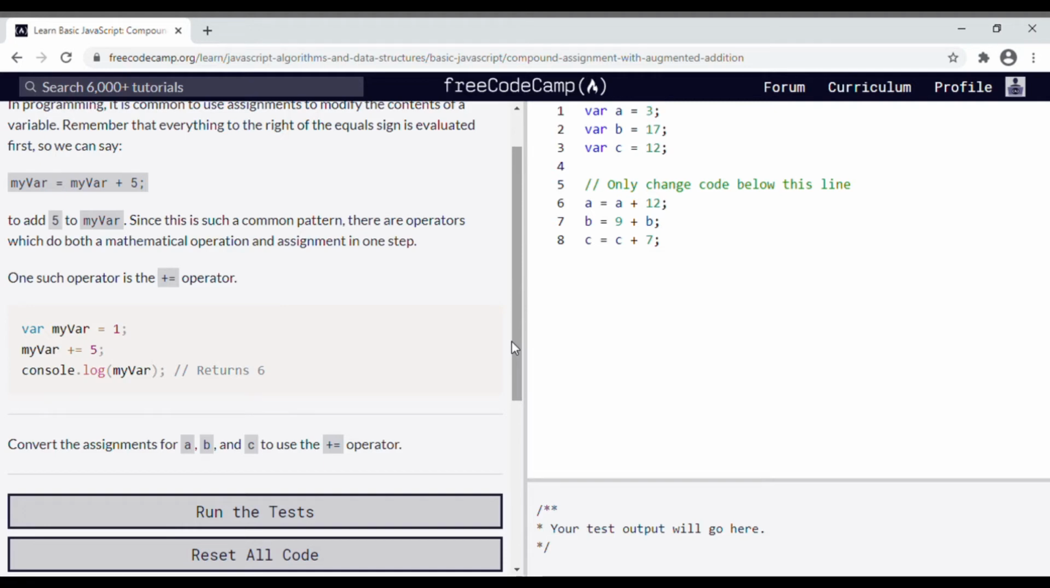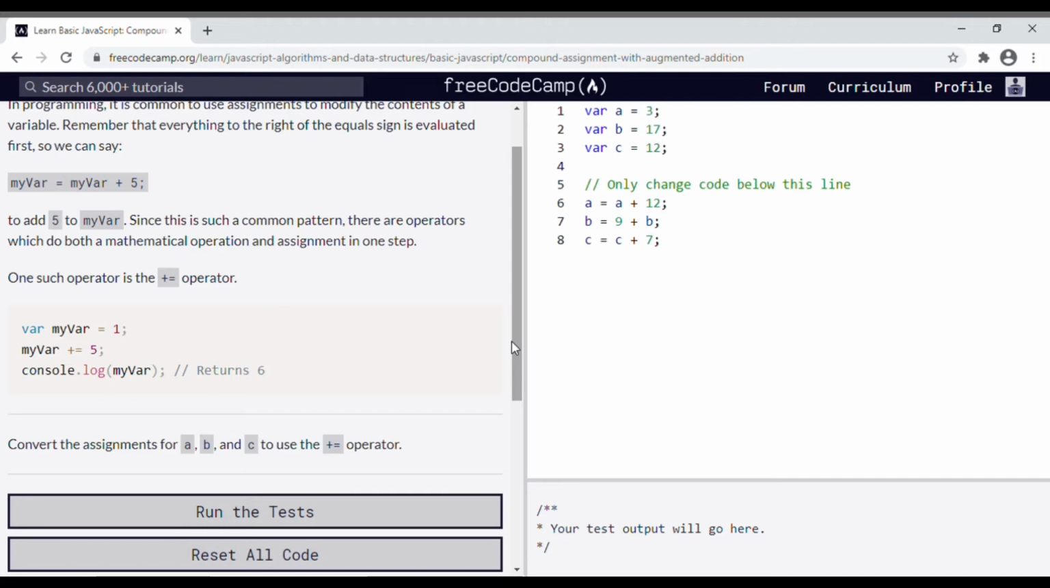And that is because it's saying myVar is equal to myVar plus 5. And you're saying myVar is equal to 1 plus 5, and then that returns 6. That's why it returns 6.